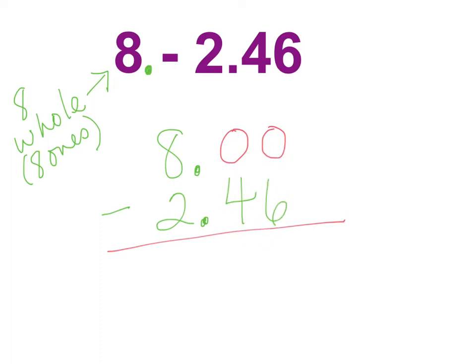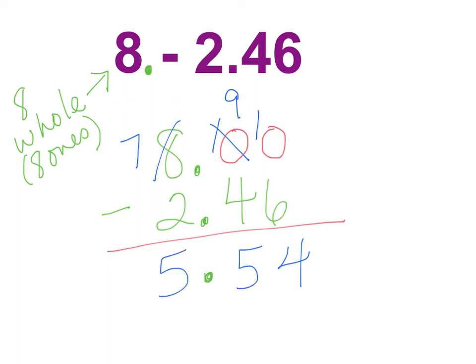zeros for the place values because you have to take 46 away from up here, and that's why you need those zeros. Again, I cannot take 6 from 0, 4 from 0. I have to borrow here. I'm first going to line up my decimals. I'm going to borrow from the 8, it becomes a 7. This is a 10. I still need to borrow. This is a 9. This is a 10. 4, 5, 5. That is your answer.